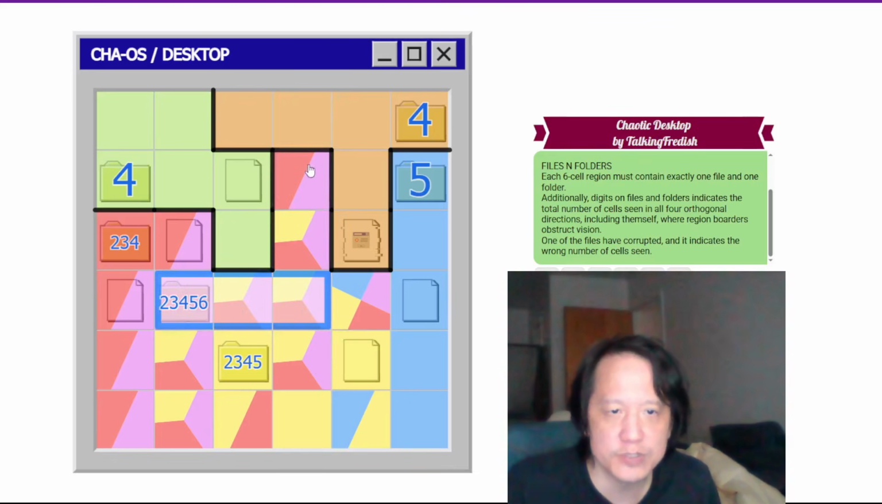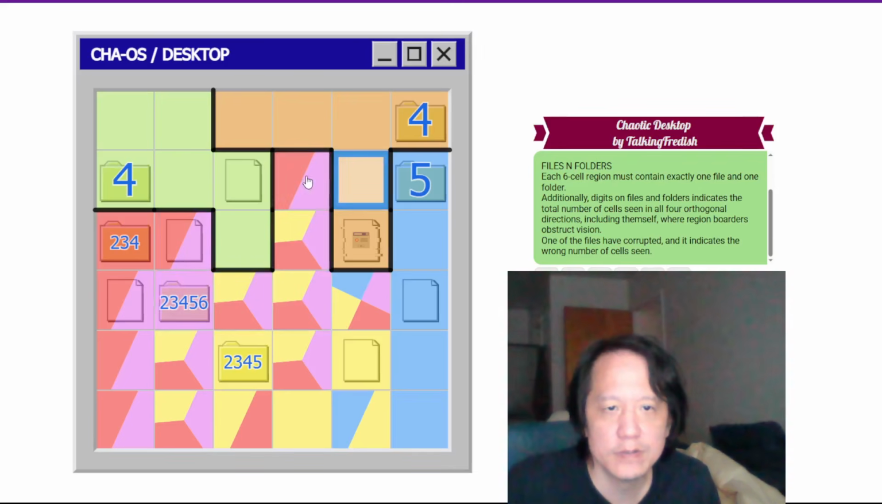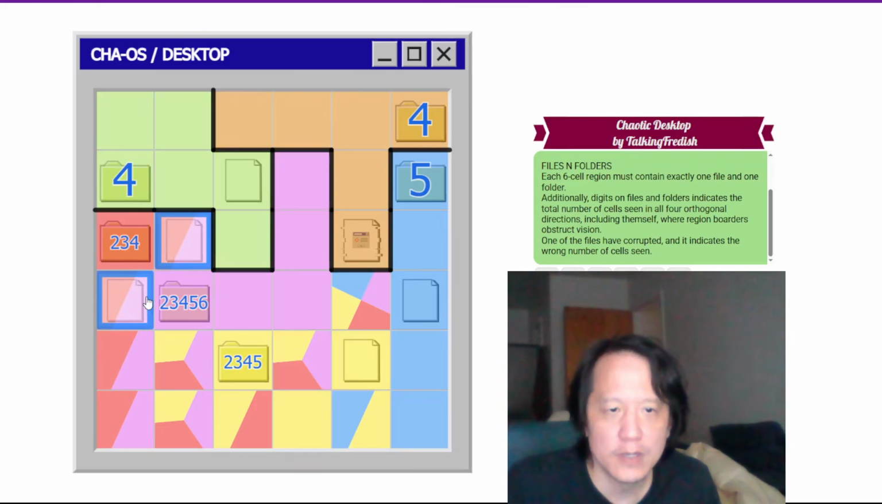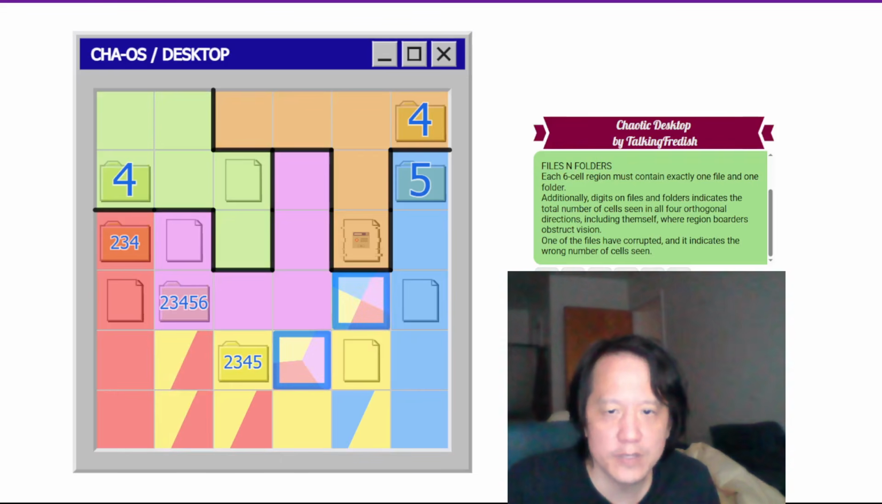This has to be the same as, which it can't be red. So this has to be pink all the way over here. That means we need to get a file here. It can't be here, so this has to be pink, which means this can't be pink. This is red. These can't be pink either. These can't be pink. This can't be red either. So this is done as a region.